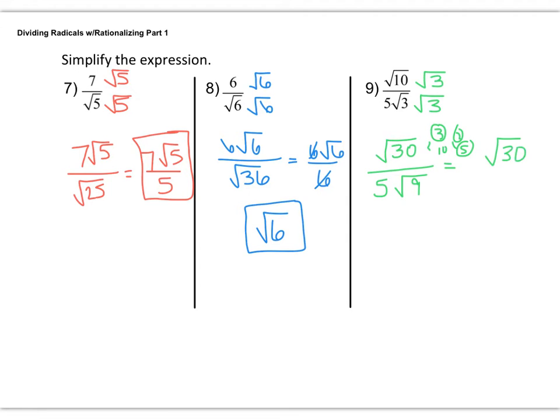It stays radical 30. On the bottom, I have 5, and then square root of 9 is 3. So 5 times 3 is just 15. I can't simplify those because, again, one's an inside and one's an outside number, right? One's under a radical, one's not under a radical. They do not mix together.